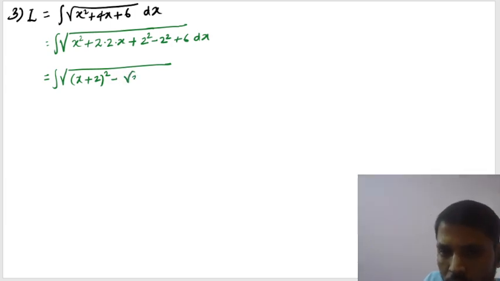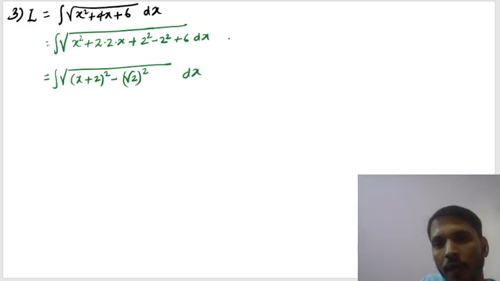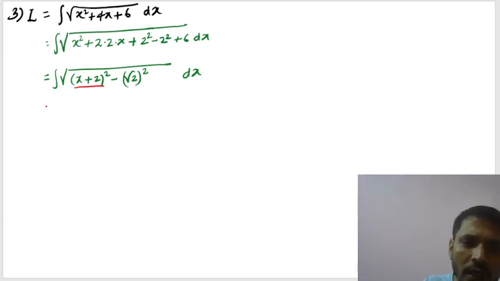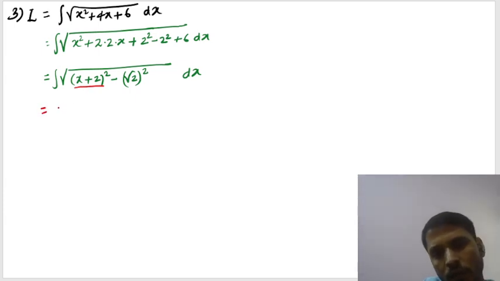So 2 we can write as root 2 whole square. Root 2 whole square is 2 only, into dx. Now we can apply the formulas directly. This term is nothing but it is just x. We can consider it as x, but we can take it as y also, but directly also we can write our answer. So it will become x plus 2 divided by what?